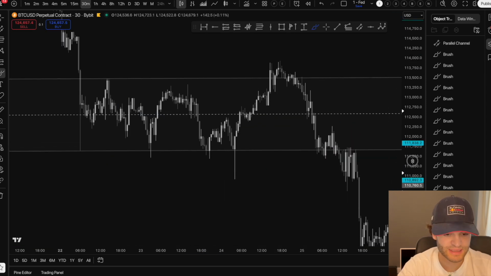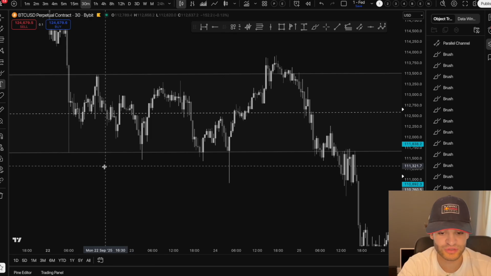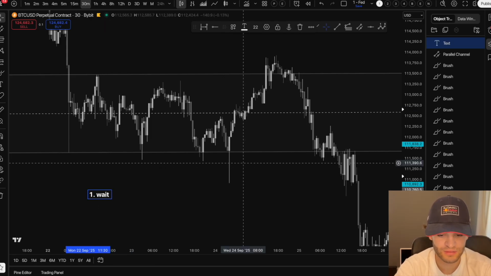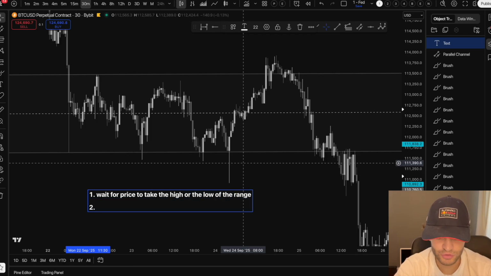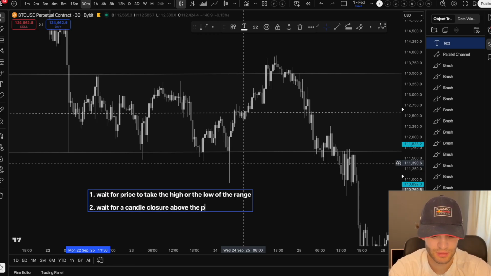So let me explain exactly what you want to see. So let me put in some rules. First of all, you wait for price to take the high or the low of the range. 2, most important part, I'm going to give you the example where we are taking a long. We wait for a candle closure above the previous low.